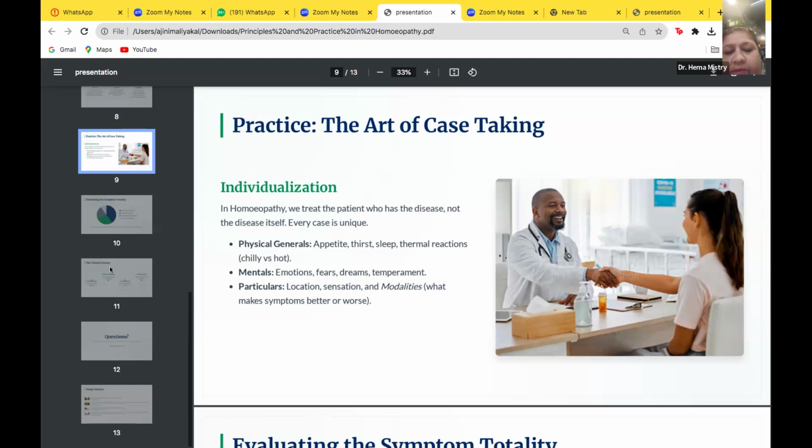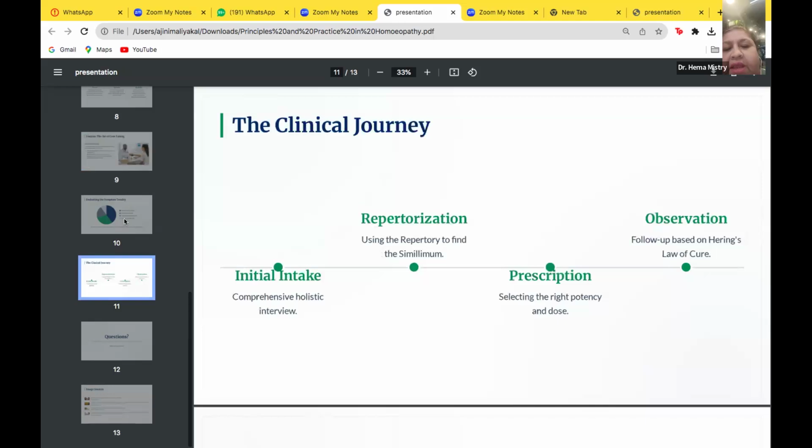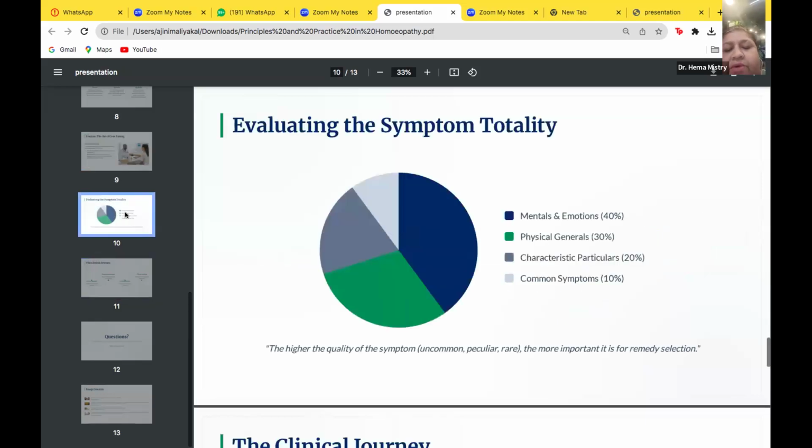Individualization again is very important, that we believe every individual's signs and symptoms are more important compared to the disease sign. So evaluating the symptoms in totality becomes very important, in the order of importance, and to repertorize them, bring it to the similar, and to treat the patient in the right direction of having a slow cure.